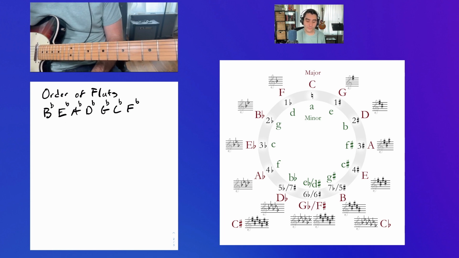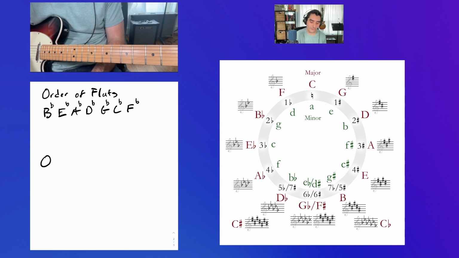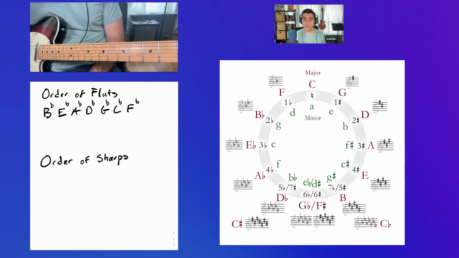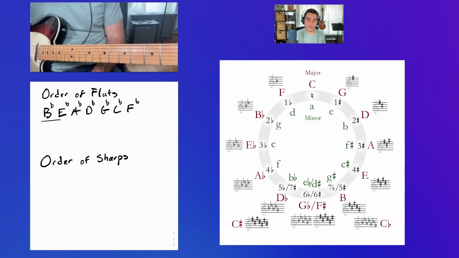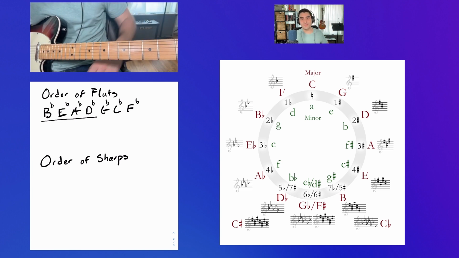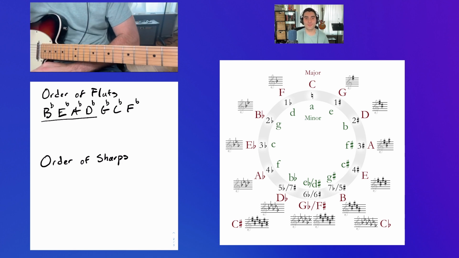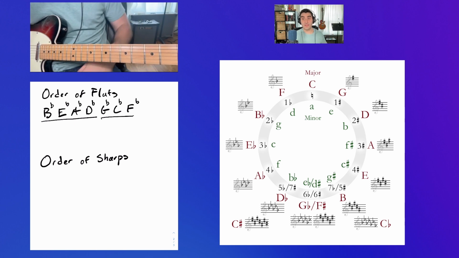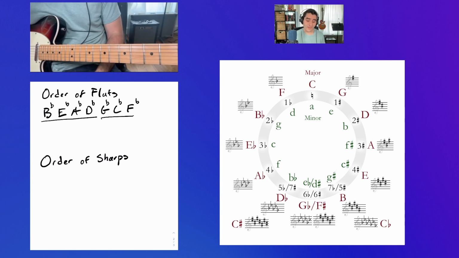And then now we also need to memorize the order of sharps. So the order of sharps is really easy to memorize if you already have the order of flats memorized. By the way, order of flats, the way I like to memorize it is the word bead, just a bead, like a little bead, a jewel, a plastic small thing, and then GCF. So you remember bead, GCF. That's how I like to remember it. And then the order of sharps, guess what? It's the exact same thing, but just backwards.